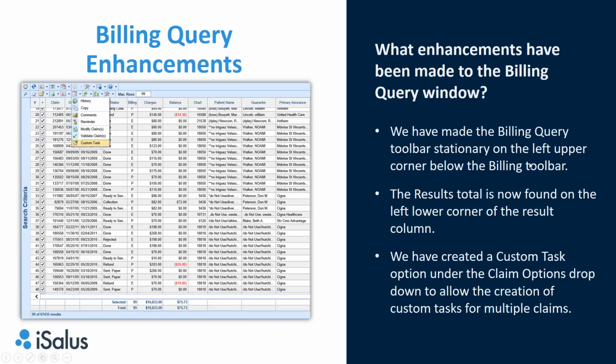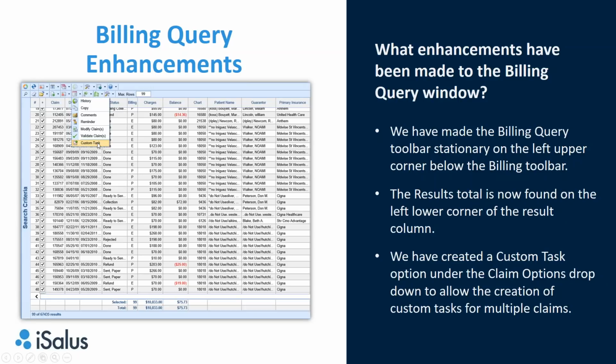So next up are our billing query enhancements. We have not made a lot of changes to the billing query screen itself. The first thing we've done is we've made the billing query toolbar stationary and aligned over to the left, so it is in one spot, regardless of whether or not you have your search criteria window open. The results total to show how many rows you have is now contained down in the bottom left instead of the upper right.